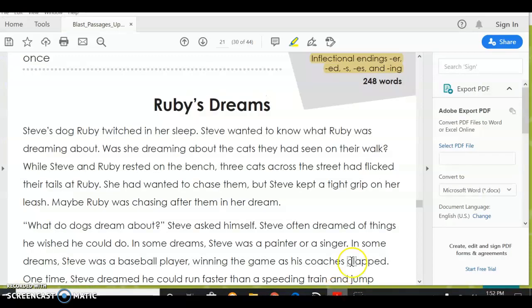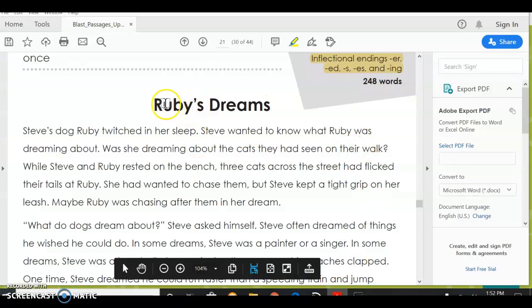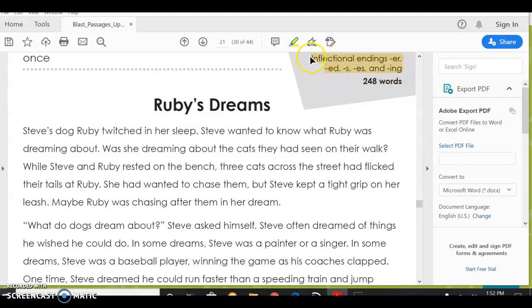at a passage. And this passage is called Ruby's Dream. So we're going to be looking at some of these endings here, okay? Here we have our inflectional endings, ER, ED, S, ES, and ING. So I'm going to use my highlighter here, and I'm just going to scan this passage, and I'm going to see if I can find any endings. Do you see any of those endings? Here I have the chunk ing.